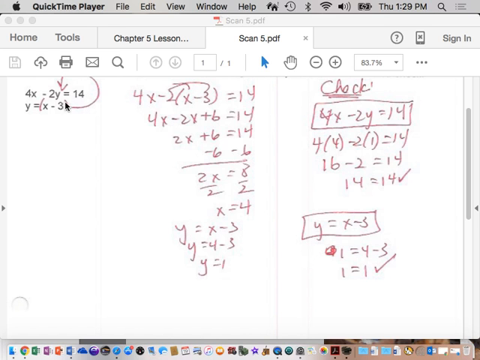Then I go back, I can use either equation, they both work, but I'm going to go with the bottom one, y equals x minus 3. Plug in the 4 for x, y equals 4 minus 3, y is equal to 1. Okay? Any questions about how to solve for x and y?